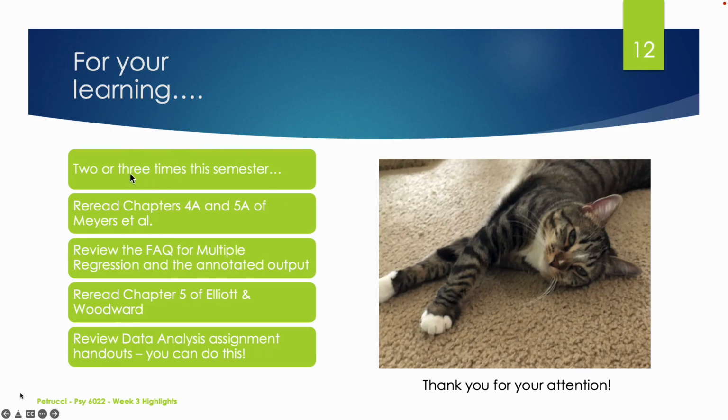So for your learning, 2 or 3 times this semester, or hopefully at least once, reread chapters 4A and 5A of your textbook, Myers et al. You'll get more and more each time you do. Review the frequently asked questions for multiple regression and the annotated output for week 3 in your course binders. And also the Elliott and Woodward chapters, really good, chapter 5. They do it a little bit more succinctly than Myers et al. They cover correlation, simple linear regression, and regression in chapter 5. So I would highly recommend reviewing that.